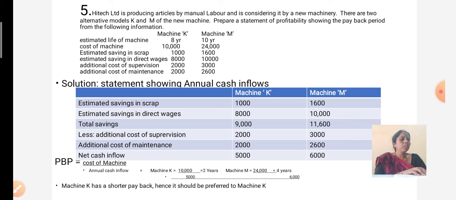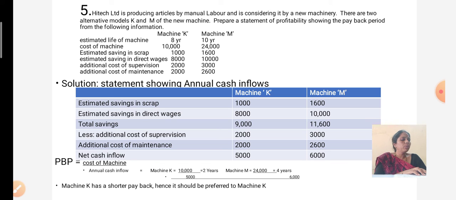Firstly, make 3 columns again: particulars, machine X and machine Y. Now in the particulars, estimated savings in scrap. What is the scrap saving for machine X? It is 1,000. Write down 1,000. For machine Y, it is 1,600. Next, estimated savings in direct wages. We have 8,000 for machine X, and for machine Y it is 10,000. The total savings of this project is 9,000 for machine X and for machine Y it is 11,600.